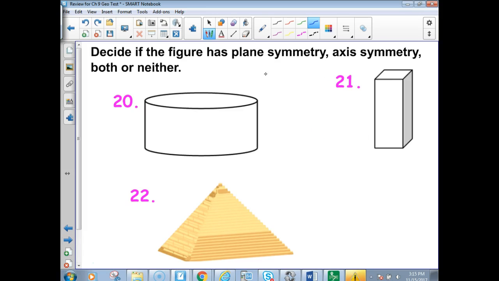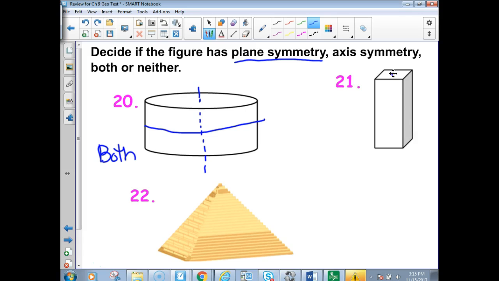Now this side of the figure has plane symmetry, which means we could cut it with a plane. Axis symmetry, which means you could spin it on a line. And both or neither. All right, this thing I could spin around, right? Just like a roll of toilet paper. All right, so it definitely has axis. Can you cut it in half with a flat surface? Okay, we could slice her that way, or you could cut through the top any direction because it's circular. So this has both.